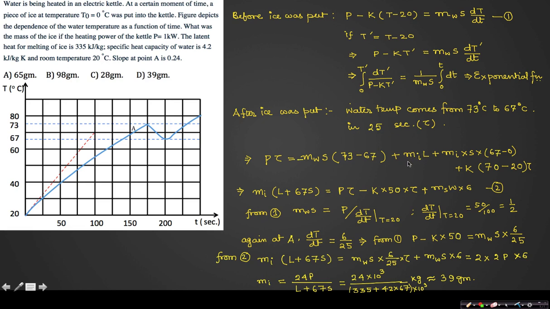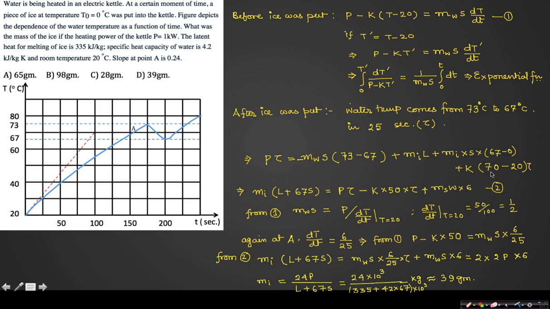First, ice has melted, Mi into L. Mi is the mass of the ice, L is the latent heat, and plus Mi into S into 67 minus 0. This Mi is the mass of ice, but it is in the form of water. And simultaneously, heat is released to the surrounding by radiation. And that will be the same constant K into 70 minus 20 into tau.